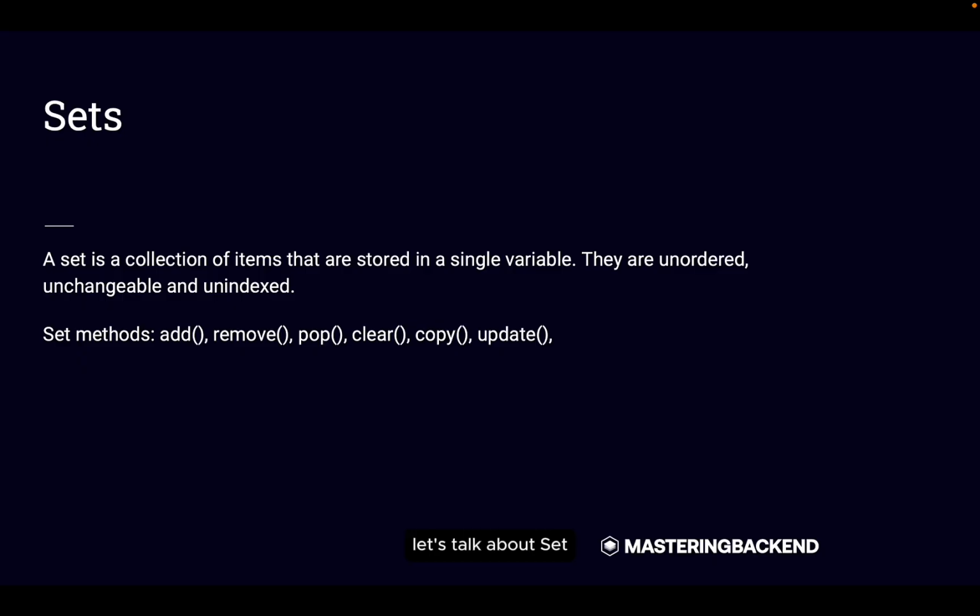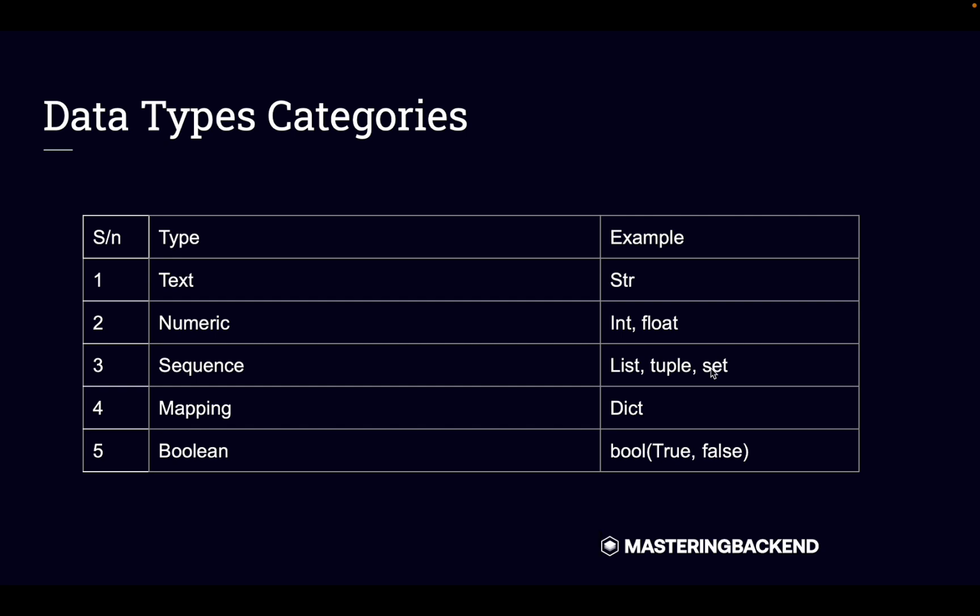But let's talk about set. Set is a collection of items that are used to store a single variable. Set is one of the 4 built-in data types in Python, like list, tuple. We have set. So we also have dictionary. These are used to store collection of data.